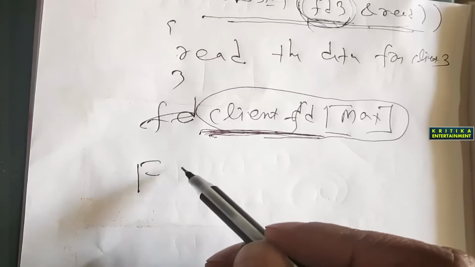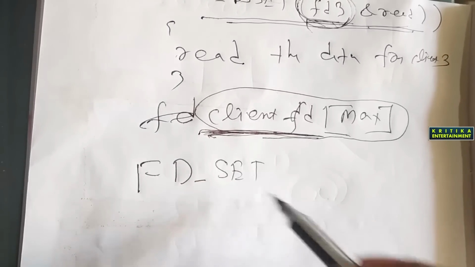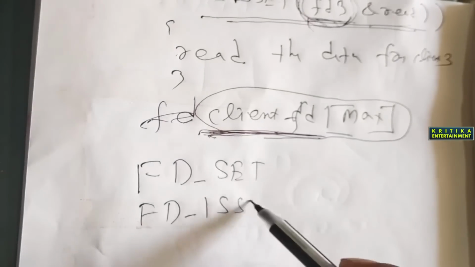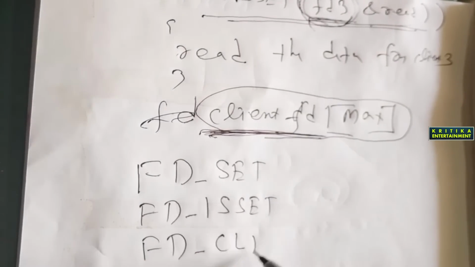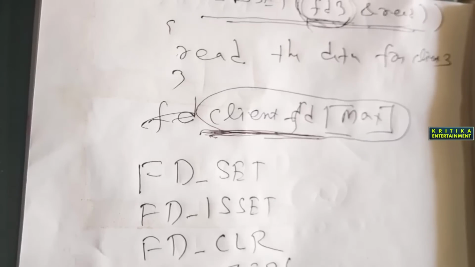First is FD_SET. Second is FD_ISSET. Third is FD_CLR. Fourth is FD_ZERO. These four functions are there.